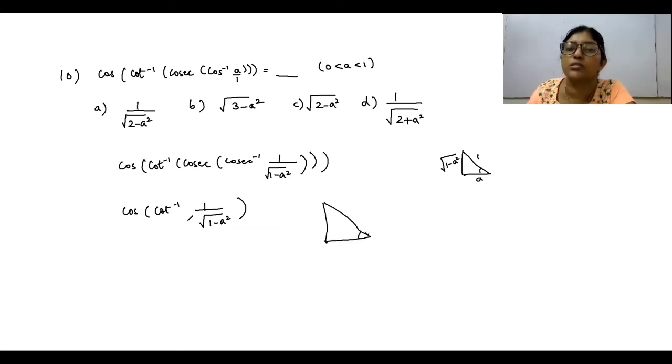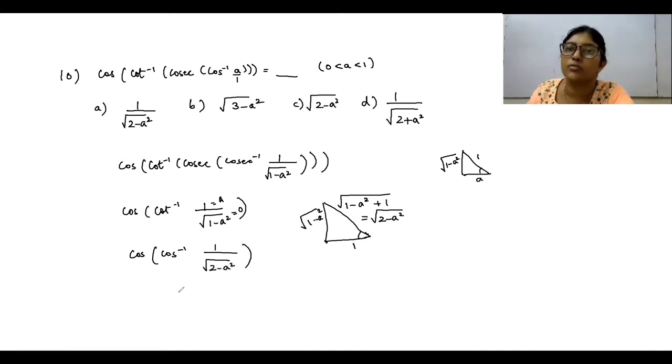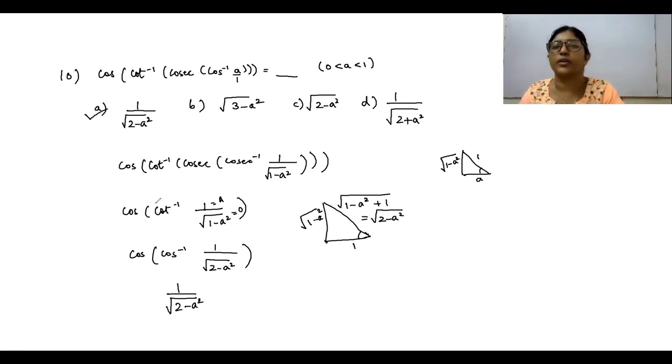in which now this is the adjacent and this is the opposite side. So adjacent 1, opposite root of 1 minus a square. So the third side will be root of 1 minus a square plus 1. So let's convert cot inverse to cos inverse now, which will become adjacent upon the hypotenuse, and cos inverse being nullified, we have 1 upon root of 2 minus a square.